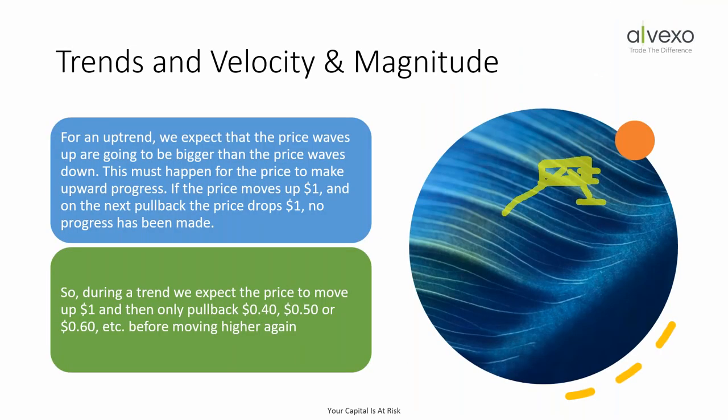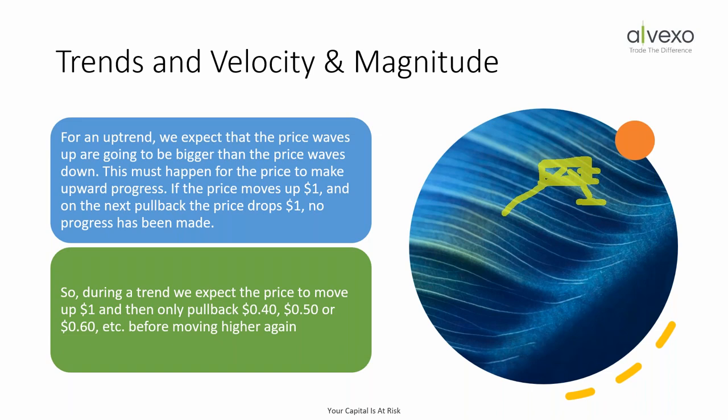Now, for an uptrend, we expect that the price waves are going to be bigger than the price waves down. This must happen for the price to make upwards progress. If the price moves up a dollar and the next pullback, the price drops down a dollar, we made no progress, so we don't have an uptrend. So during a trend, we expect the price to move up $1, and then the pullback maybe 40 cents, maybe 50 cents, maybe 60. That's a 60% retracement before moving higher again.